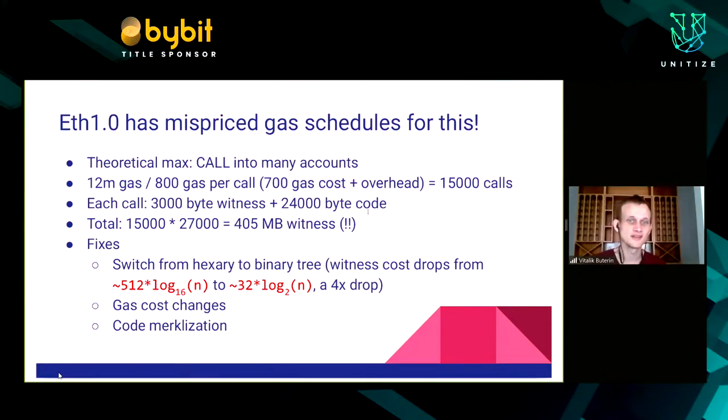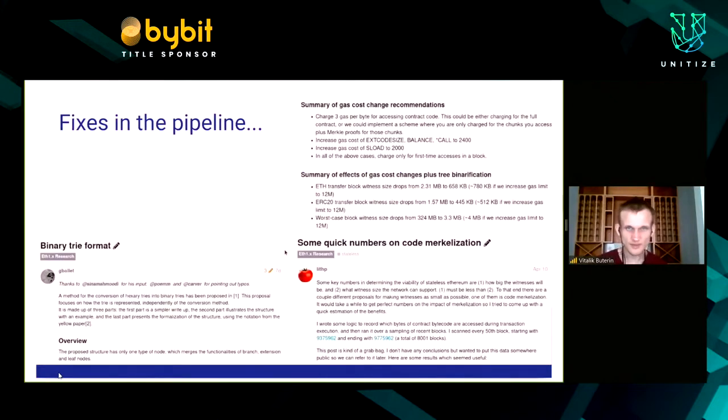So there's a bunch of changes to this. One of the important ones is code Merkleization. So we store the code as a Merkle tree instead of just this big chunk. Other changes include making calls more expensive than 800 gas, and switching from a hexary tree to a binary tree. And so we can get to a situation where the worst case witness size is going to be a couple of megabytes.